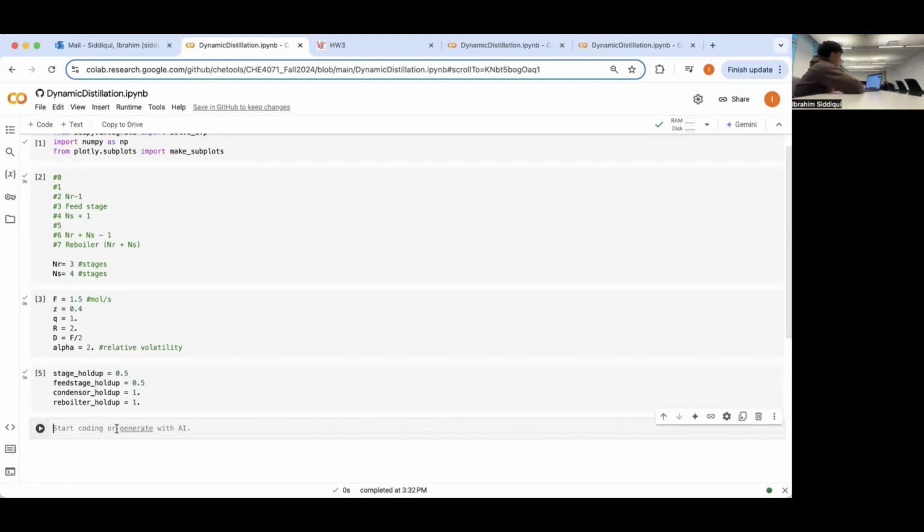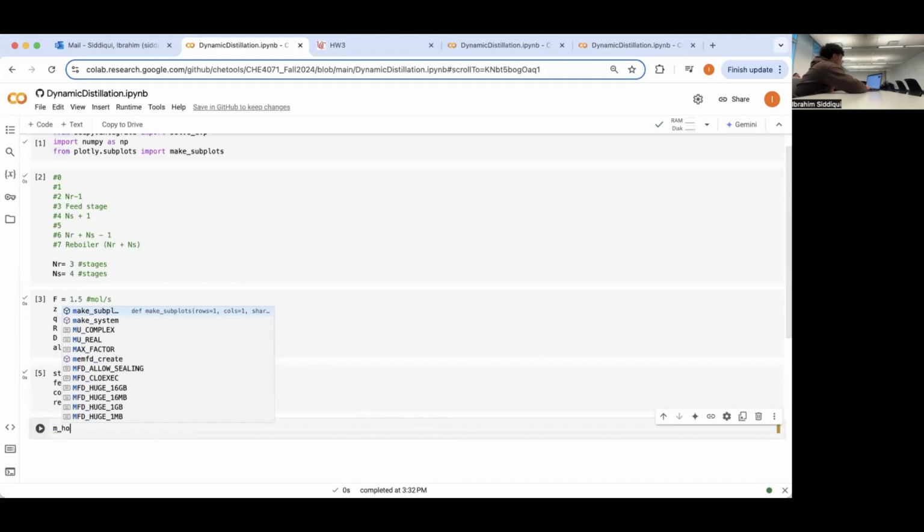All right, so we want to go ahead and define our holdup, which is essentially the liquid in each and every one of our stages. We're going to denote this as M_holdup, and we're going to be using our np.r arrays. We're essentially creating an array, and we're going to put this back into our M-naught arrays that we'll define in just a second.